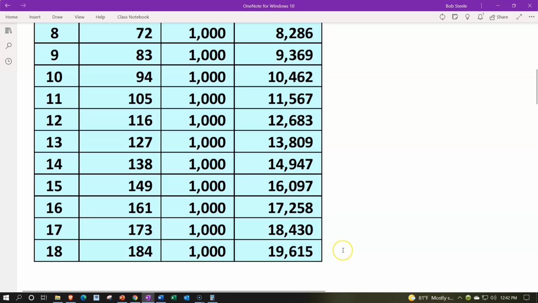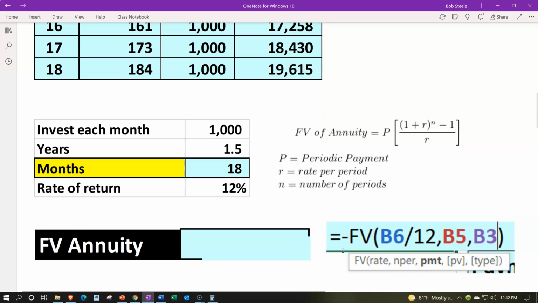we get to the 19,615. Now we can verify that by doing it the other way. We would most likely do this in practice with Excel, using a function looking something like this: equals negative FV, future value. We have a negative in front of the whole thing to make the result positive, which you can also do by putting it in front of the payment, which might be more proper, but I like putting it in front of the F, so that's what I do.